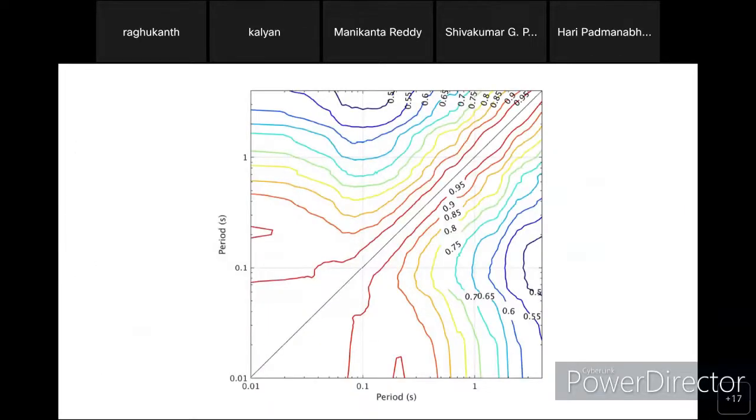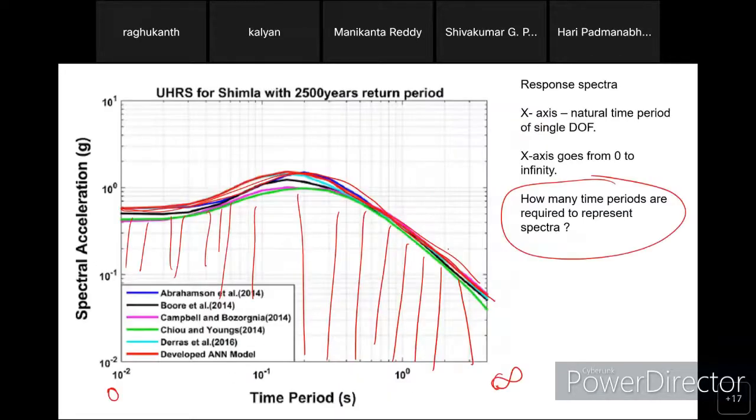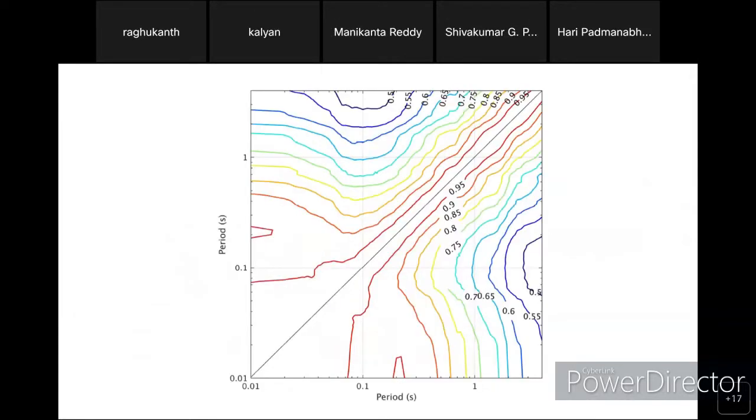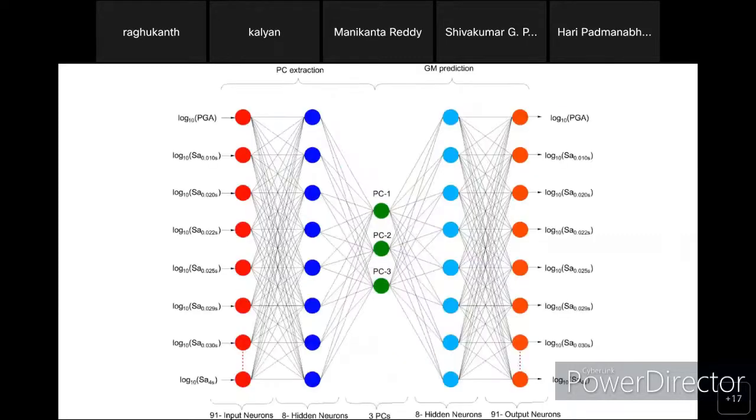Of course, response spectra are highly correlated actually. If I take spectral acceleration at this time period, say, and at this period, they will be nicely correlated. But as you go far away, the correlation decreases. So the response spectra at 0.01 second and the response spectra far away, the correlation will be 0.5. But when you come close, automatically it will be 0.95. So they are highly correlated among themselves. Now this is the autoencoder which we developed, or NLPCA.